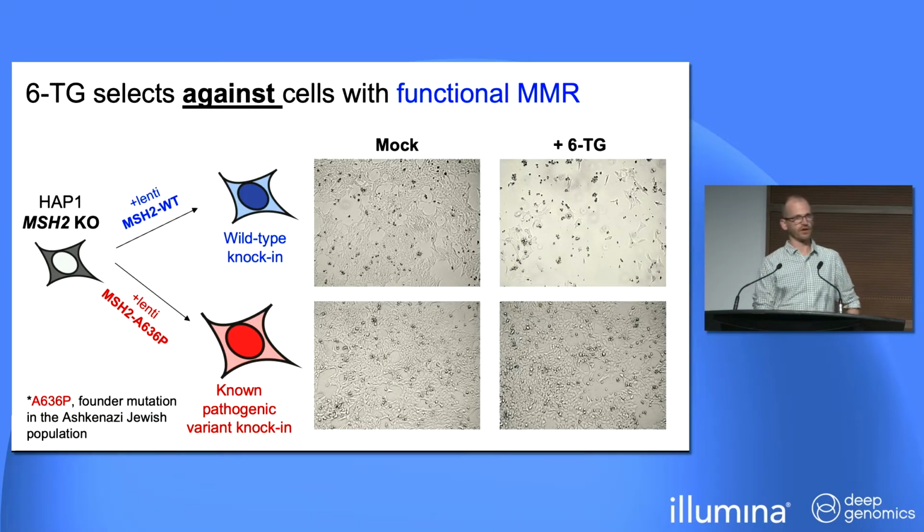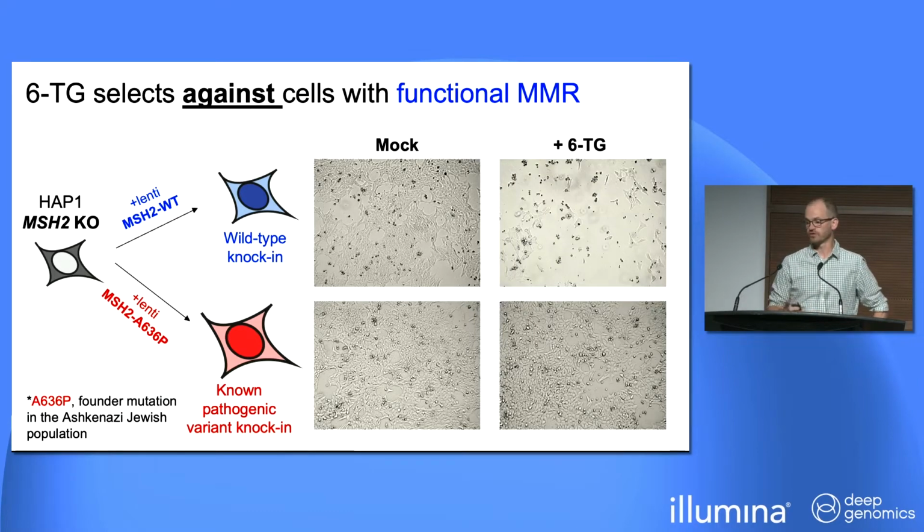We start with a knockout human cell line, and then we complement that knockout with lentivirus carrying either a wild-type MSH2 cDNA, which should be functional, in blue, or along the bottom a known founder mutation, which is well known to be destabilizing loss of function. We grow those cells out under mock conditions. They grow at comparable rates. So MMR genes are dispensable both in vitro and in vivo for cellular growth.